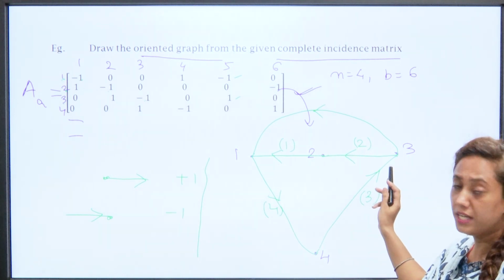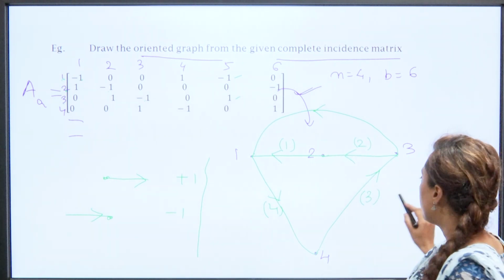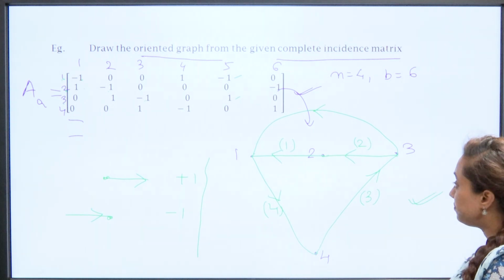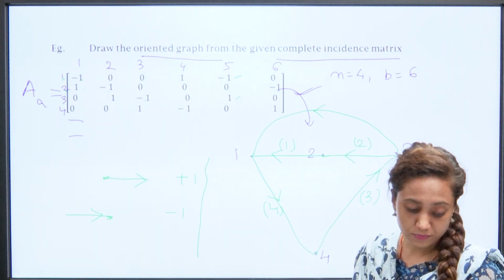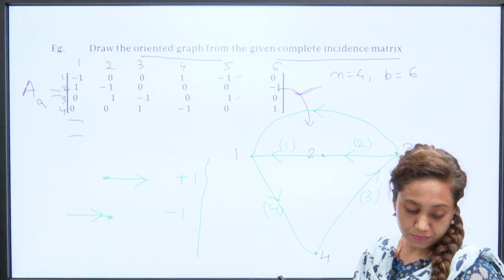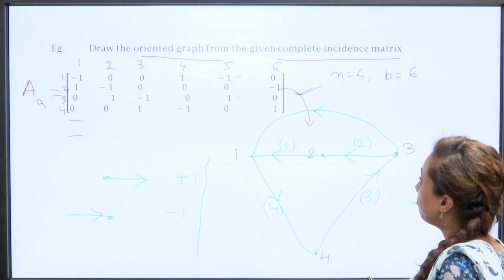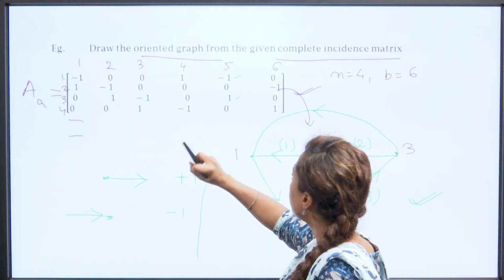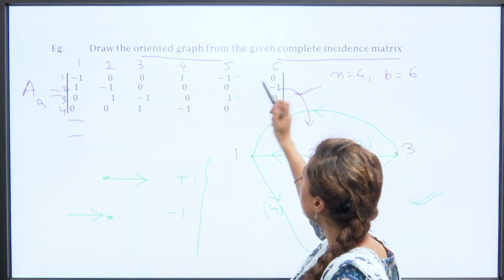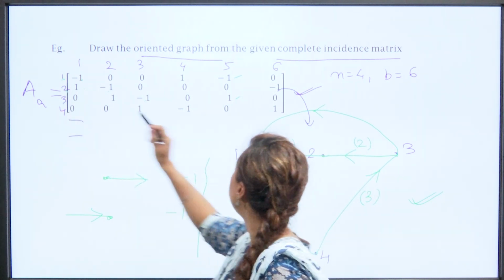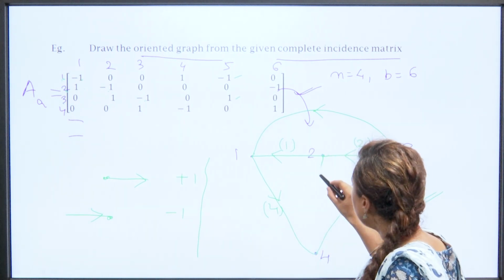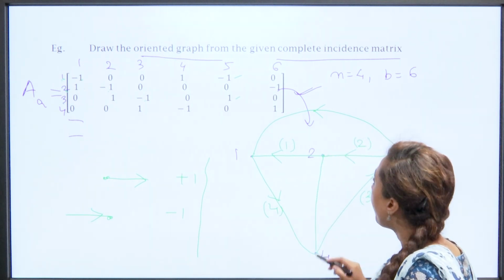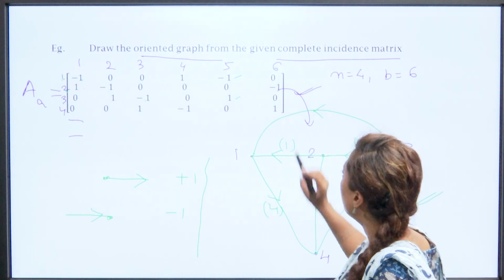So, for node number 3 it is moving outward. So, this is the oriented graph which we have made, one more branch has been left. This is the branch number 6. It is in between node number 2 and 3. So, there is one more branch which is left, branch number 2 and 4.